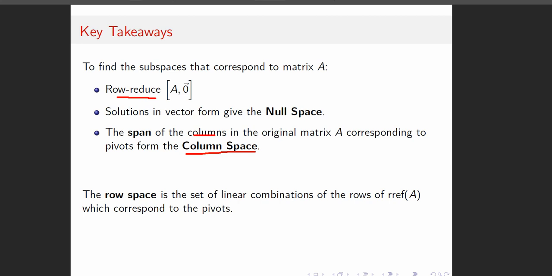And this isn't a key takeaway, but it turns out the row space is a set of linear combinations of the rows of A, which turns out to be the rows of the RREF of A, which correspond to the pivots. So again, even though we're not talking about that in this section, that's not part of it. One of the key takeaways is as soon as I row reduce this, I can find the null space, I can find the column space, and it turns out I can also find the row space. And those are all three subspaces that correspond to the matrix A.